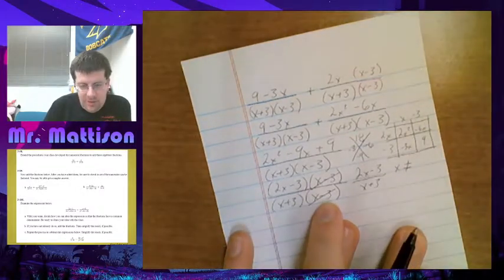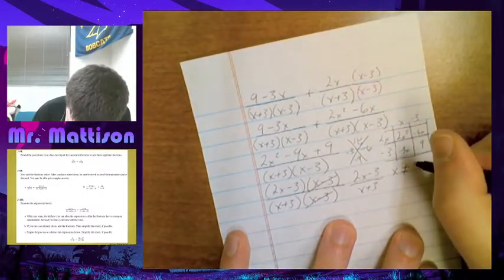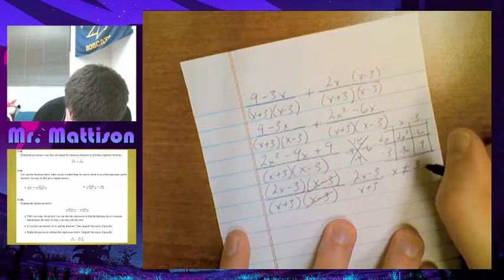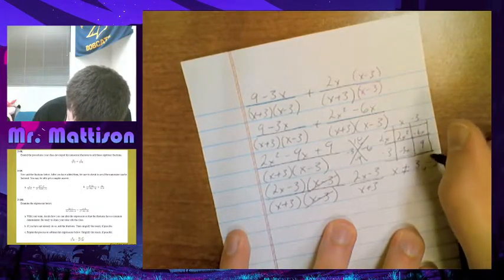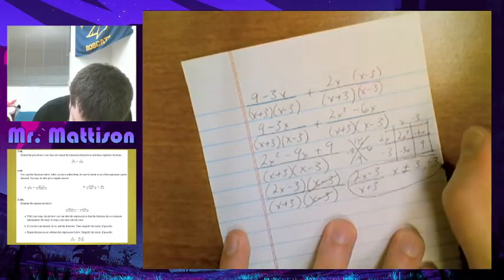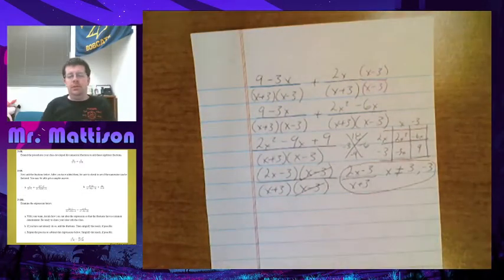and x cannot be equal to either a negative 3 or a positive 3. Sorry, or a positive 3. And there we go. Right? So that's effectively the process for us.